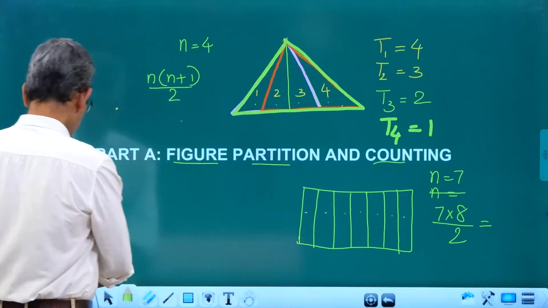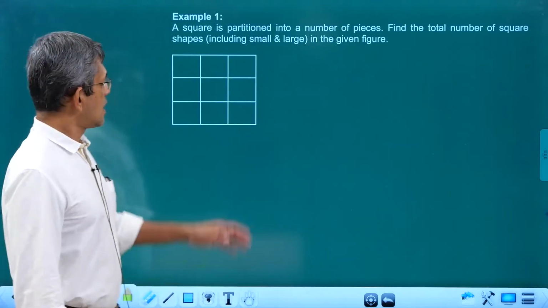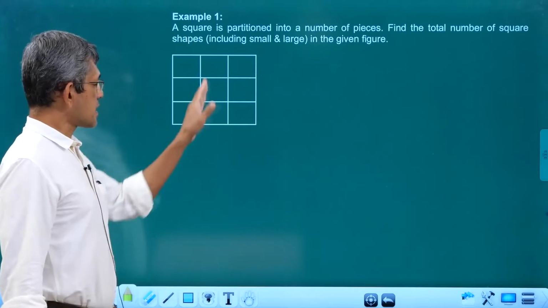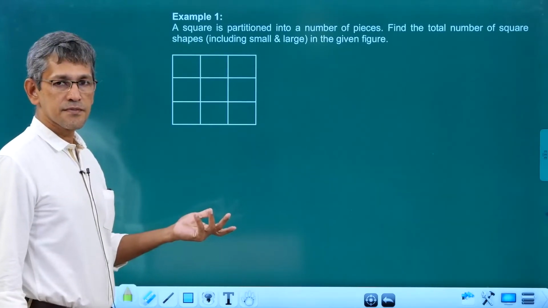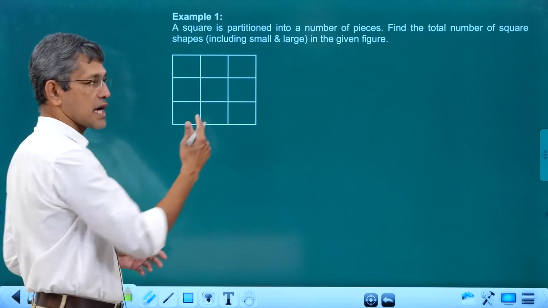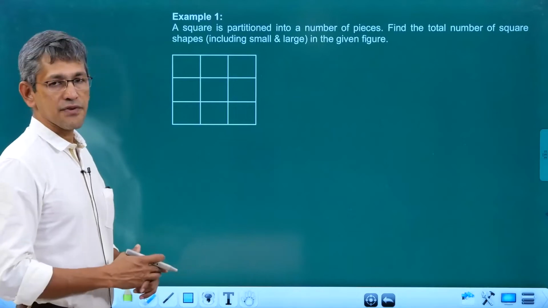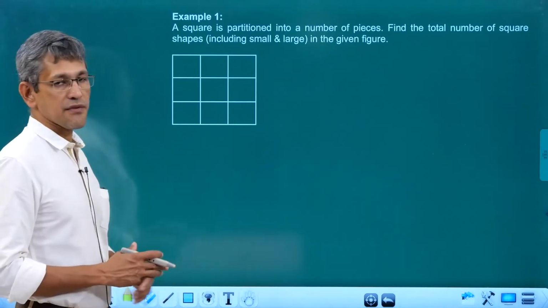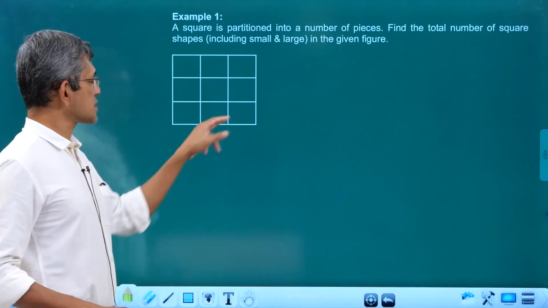Okay, let's move on. Let's take a look at this one. This is a square. A large square is partitioned into 9 pieces. If it is 9 pieces, right, small pieces, we have 9. So the question is, what is the total number of squares we have here? At a glance, we have 9, plus the large square, 10.